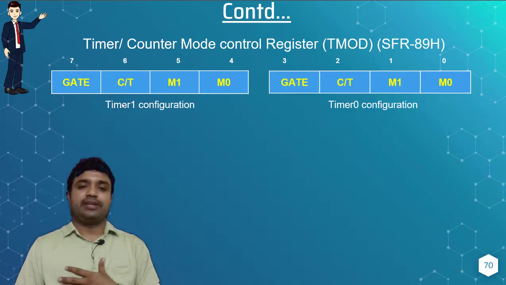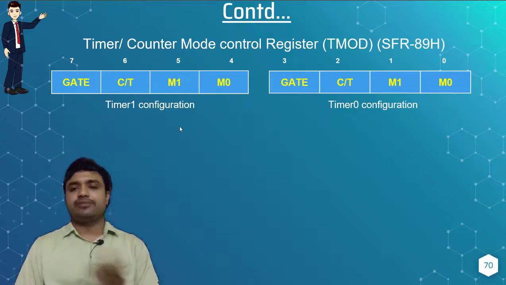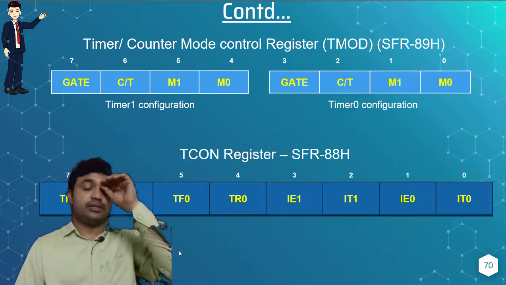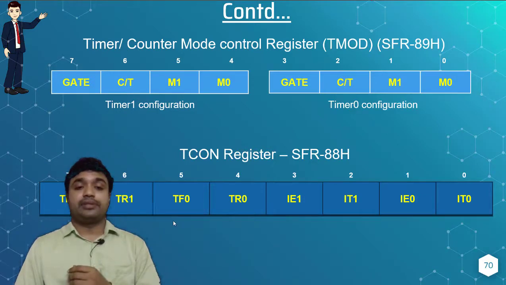The first one is the gate frame and the counter or timer operation. Then the mode bits are M1 and M0. Likewise for timer 0 selection. And the next register is the TCON register, that is the timer control register. It is known as SFR 88H, and it has different flag registers: timer flag, timer run, and interrupt flags. So these are the different frames.